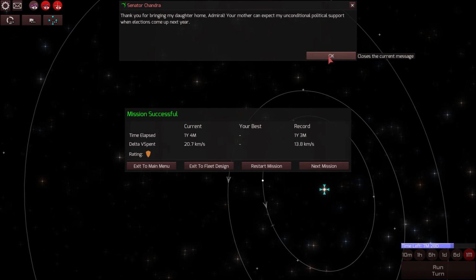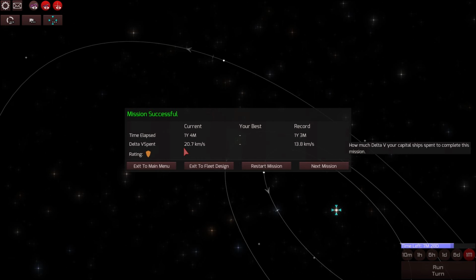I assume they do. As you can see, the delta V spent was less than 22.7 kilometers per second, proving that you can do this mission with the stock ships that they provide you with. You don't need to do any ship design to complete this mission.